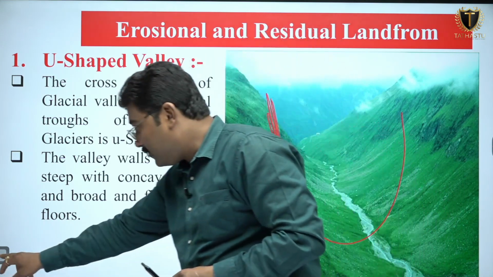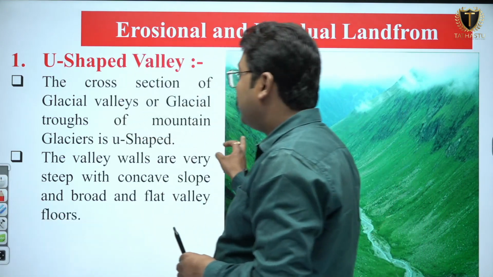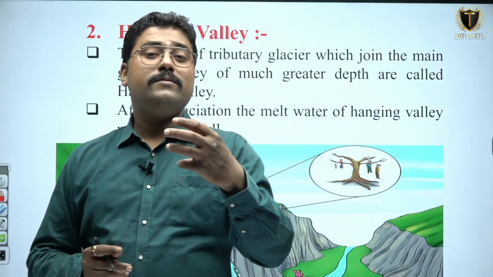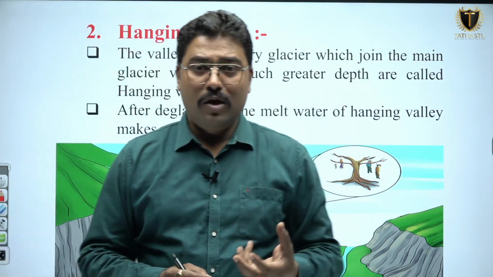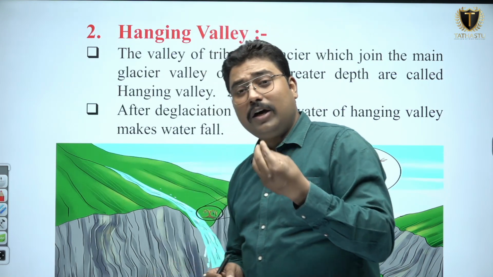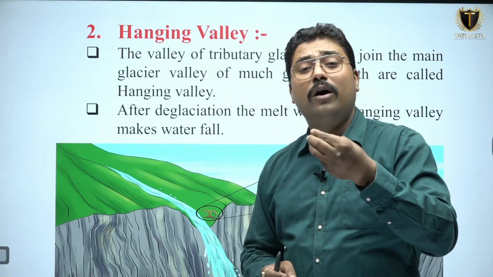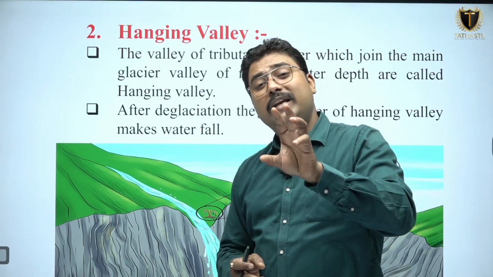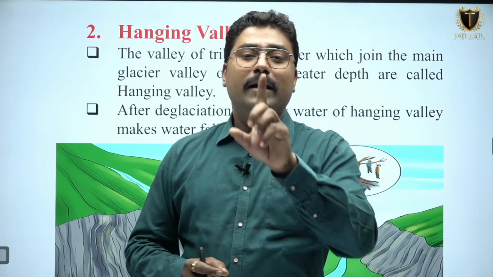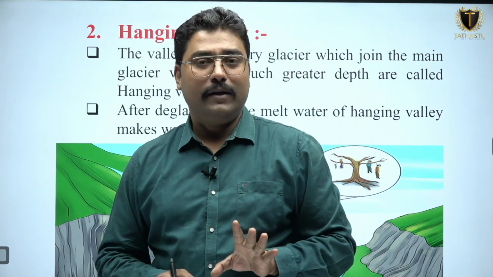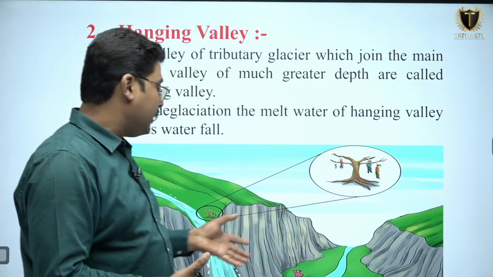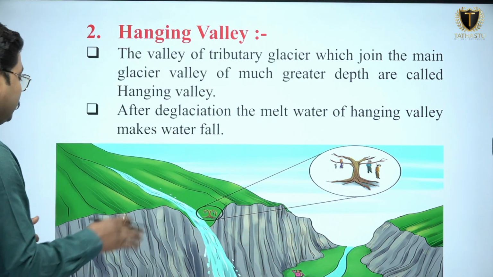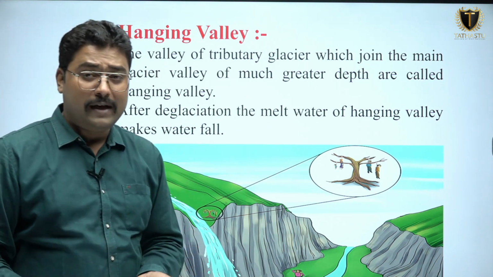Then, moving on to the next, that is the hanging valley. Now the question comes, what is a hanging valley? The valleys of tributary glaciers over the valley of the main glacier are considered as hanging valleys. How? Let's see in the image. You can see it resembles people hanging; the valley is also hanging.